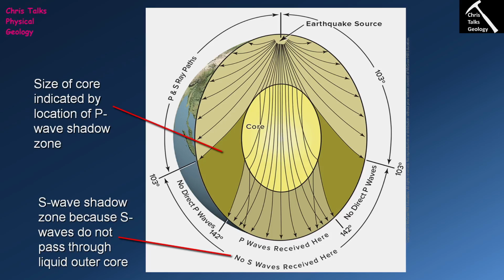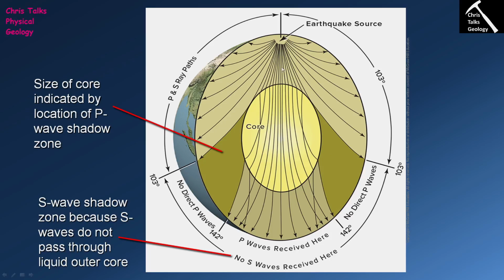So are there any other bits of information that we can get? Well, now let's think about our P-wave shadow. So the P-wave shadow occurs between 103 degrees and 142 degrees on both sides of the Earth. So we need to explain why we're not receiving any P-waves in these areas.